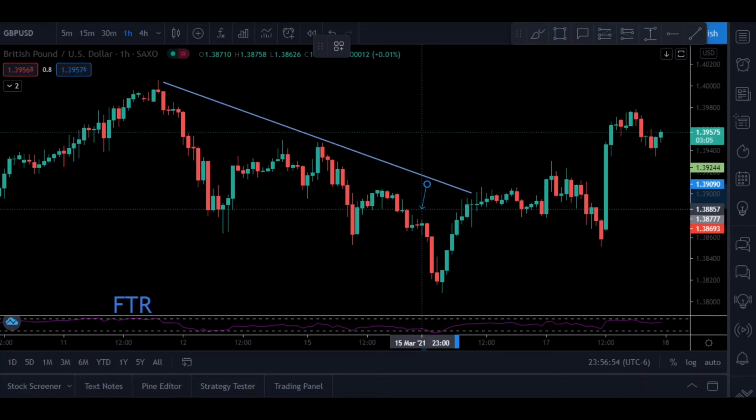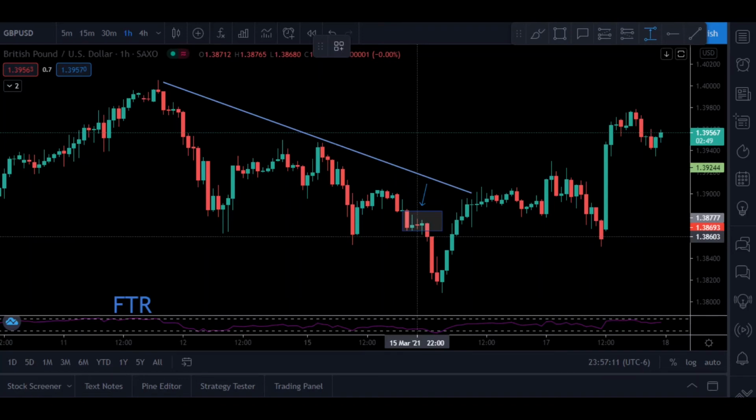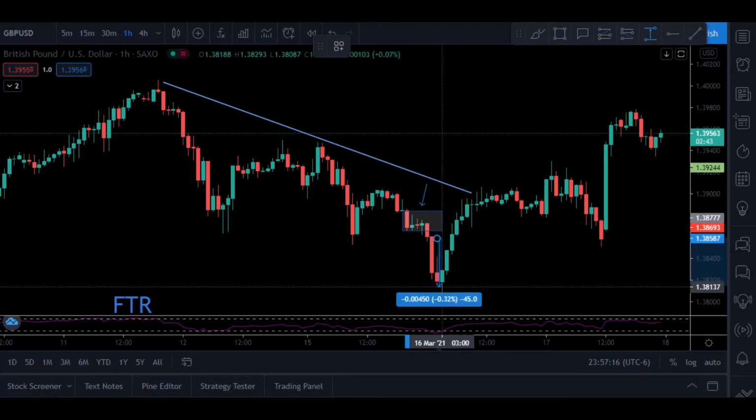I'm going to draw this rectangle, and they were inside. Then what happened? We had this bearish candle closing. That's a good quality FTR. So we have 1, 2, 3 candles inside. It still works, and it dropped about 40, 45 pips. Easy. Let's go to another example.